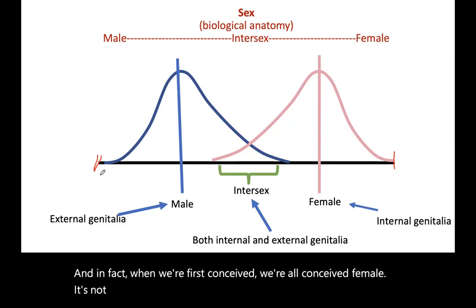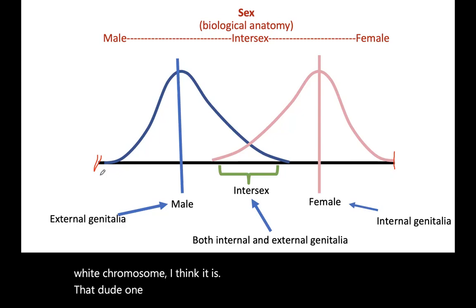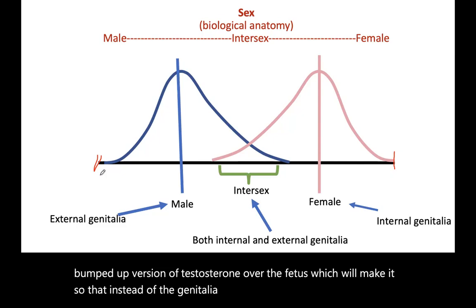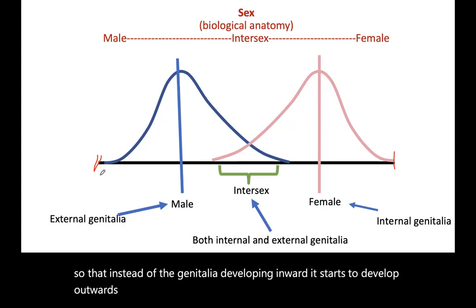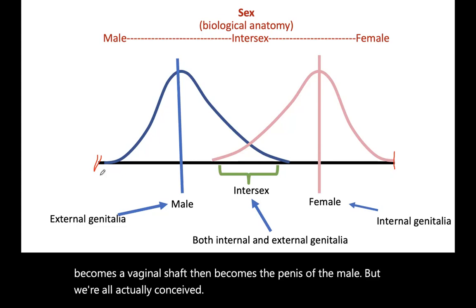It's not until about 6 weeks of gestation where, if you have the Y chromosome, it will send androgens, a bumped up version of testosterone, over the fetus, which will make it so that instead of the genitalia developing inward, it starts to develop outwards. What would be the ovaries become the testicles. What becomes a vaginal shaft then becomes the penis of the male. But we're all actually conceived female originally.